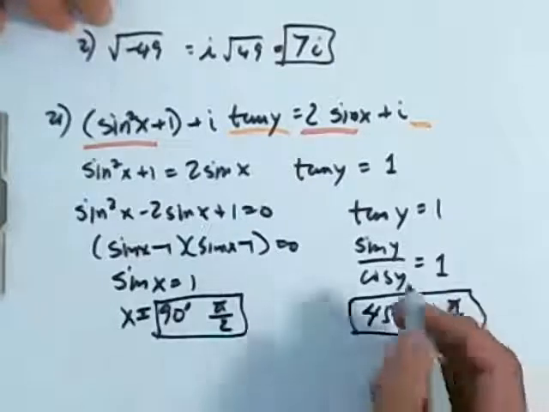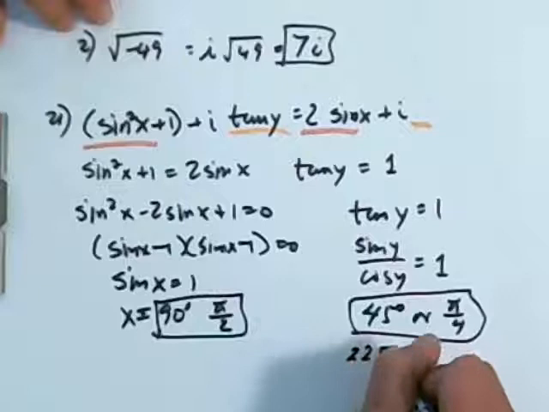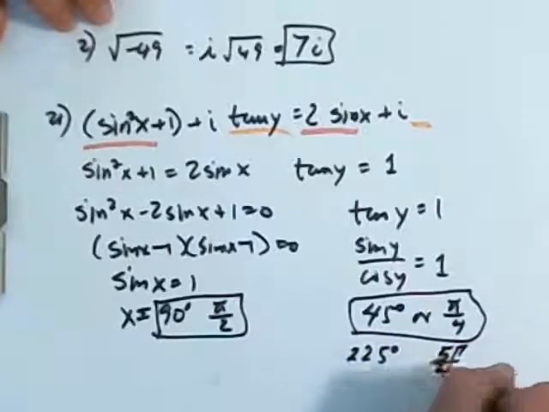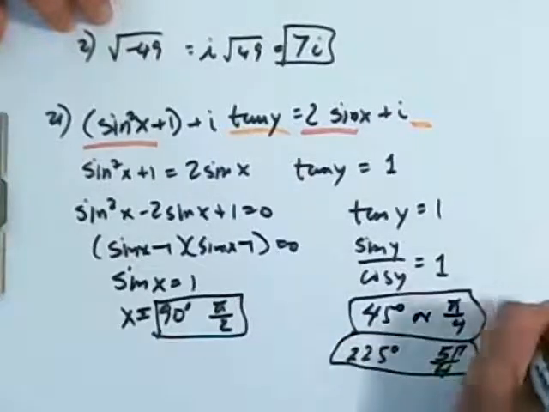Oh, we forgot one more thing. For this one, it's going to be 225 degrees as well. Quadrant 3, or 5 pi over 4. Whoops, forgot that one. Okay, this is quadrant 3. This is quadrant 1.